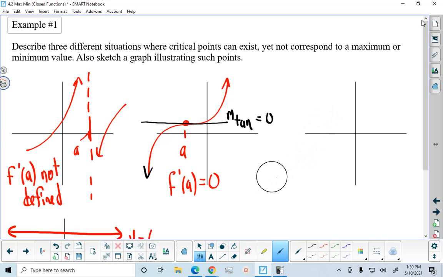So if you go back and look at the work we did prior to this example, every single max-min was a critical point. But what we're saying is just because you have a critical point doesn't mean it's a max-min. Any ideas for a third one?